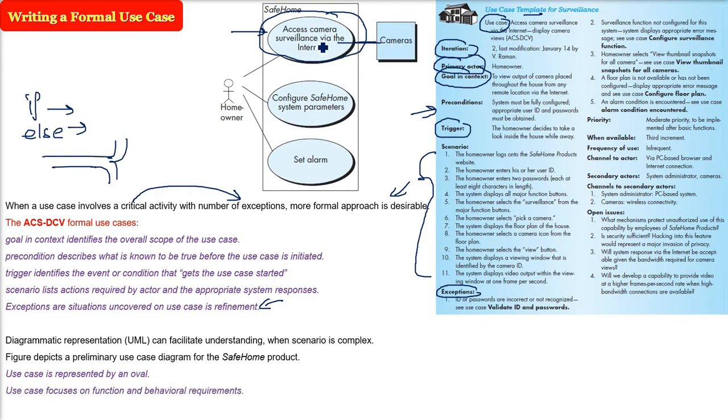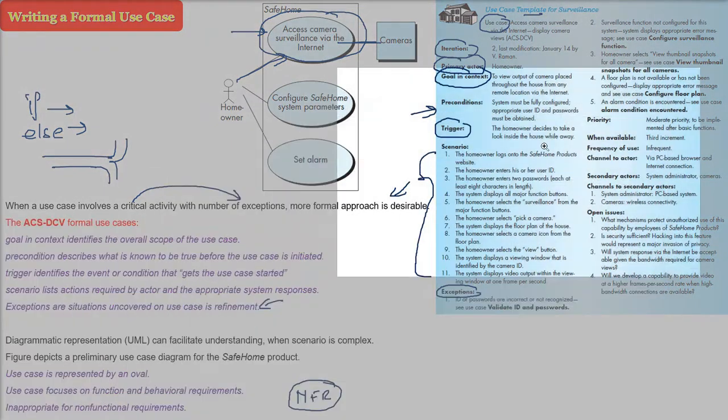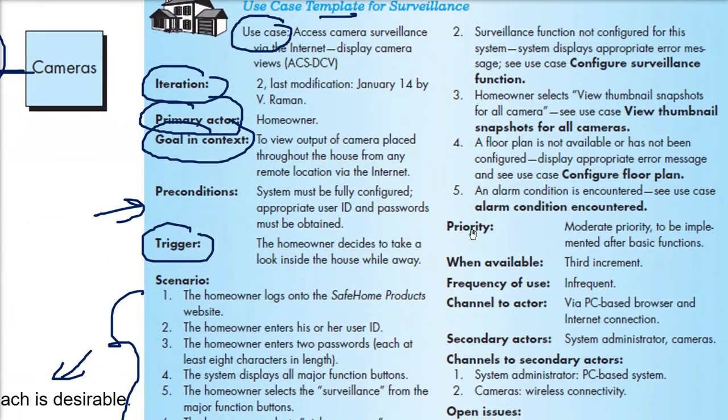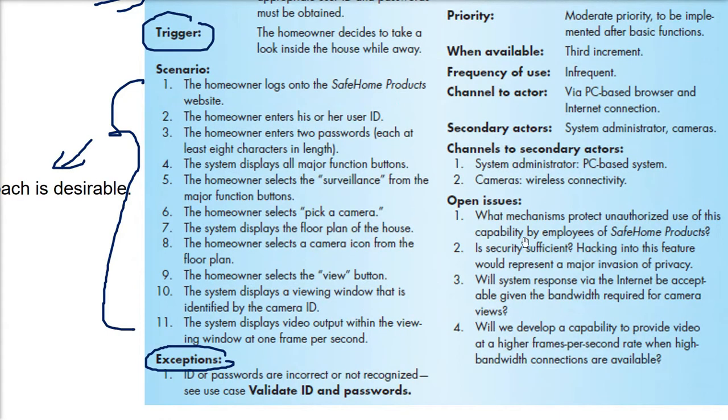Homeowner is external. So the use case is an oval: access camera surveillance via the internet. Use case is focusing on the functionality and what are the software behavioral requirements with respect to this use case or user action. Non-functional requirements are not catered here. Please understand, this use case is not appropriate for NFRs or non-functional requirements. So just have a look. This is the use case, and there are multiple other things we have to write.